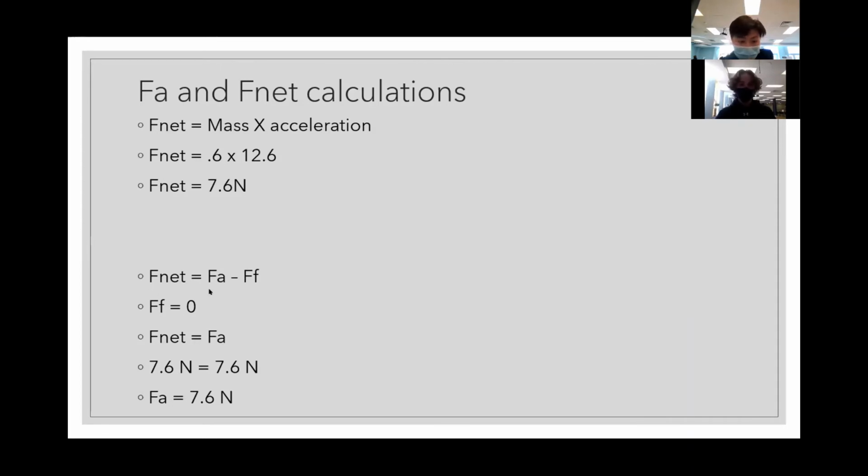The net force is also equal to force applied minus force of friction. However, in this case, since the ball is being launched in the air, there's no force of friction. The applied force is equal to the net force, meaning 7.6 newtons is our applied force as well as our net force. It's important to also keep in mind that the force of gravity and the normal force cancel each other out as the ball is only moving in a horizontal direction.